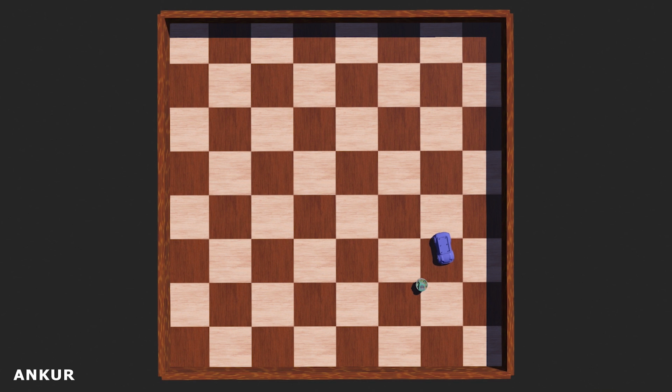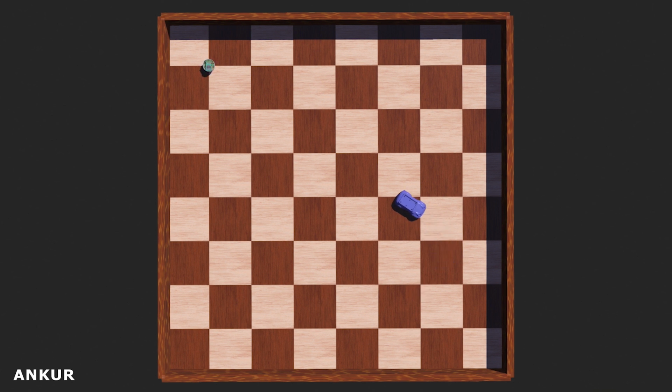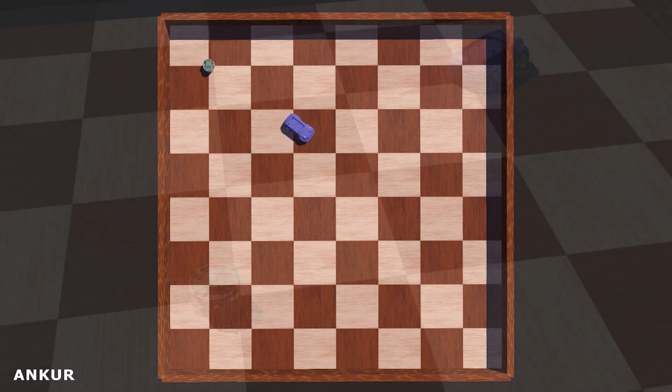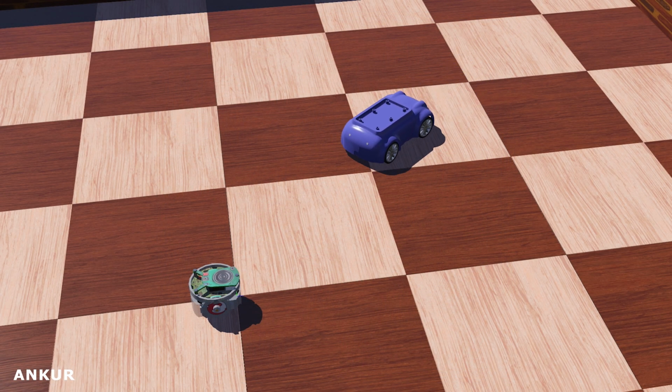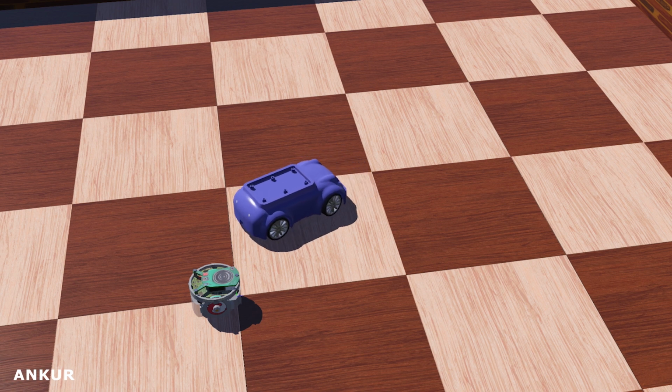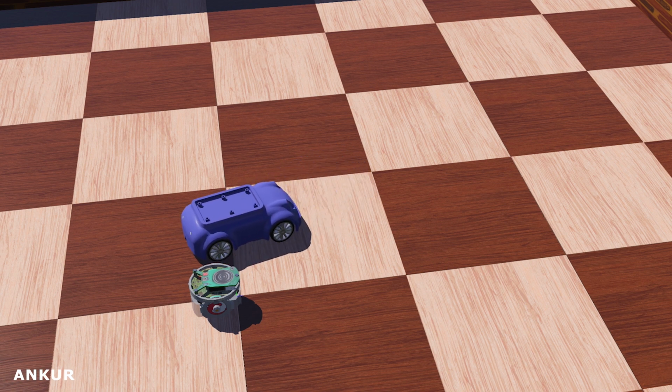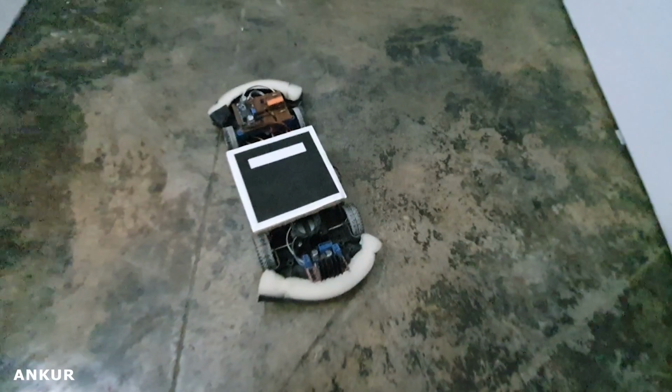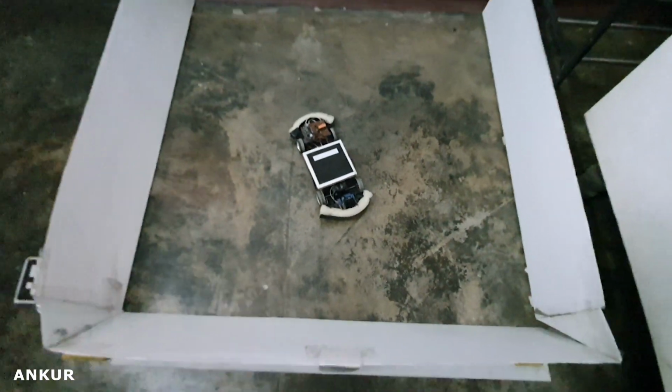It knows that sometimes it is more convenient to drive backwards. Once it reaches near the goal, it turns around so as to minimize its distance to the goal. It was then time to move on to the real hardware.